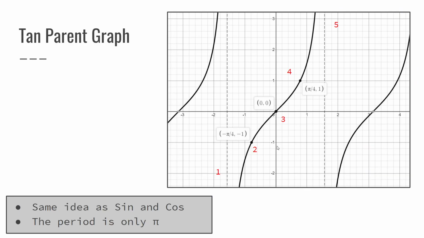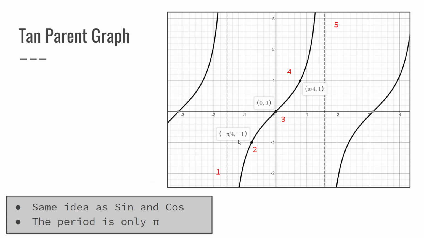So what this means, basically, is that the tangent graph has a period of only pi instead of 2 pi. So we use the exact same strategy that we've been using on the other graphs, except our period is now just pi, right? And this is also something that you may have already noticed just by looking at the unit circle or by doing basic unit circle problems.